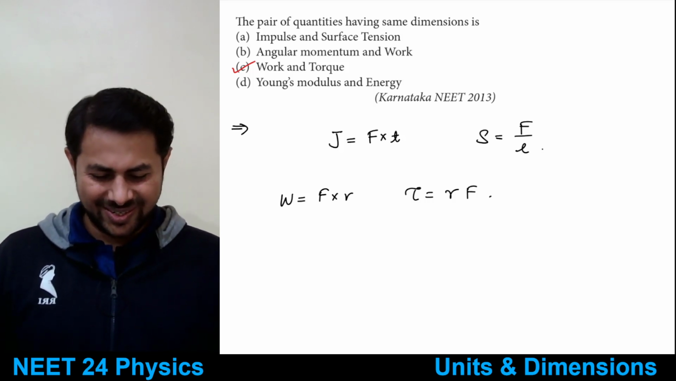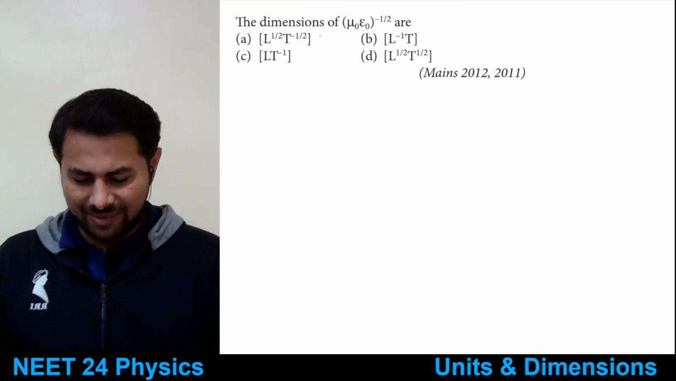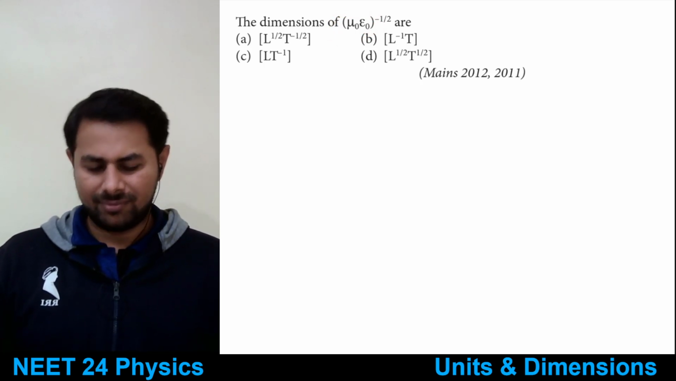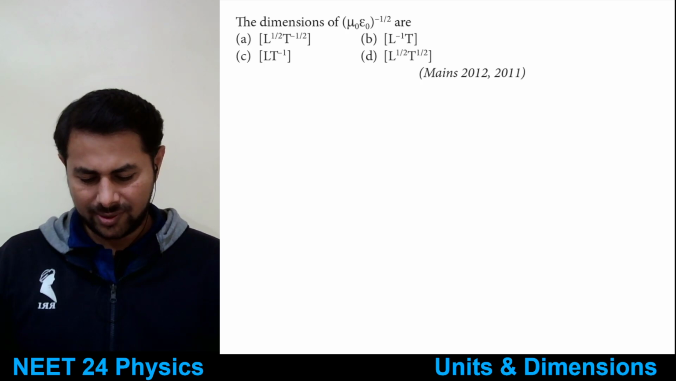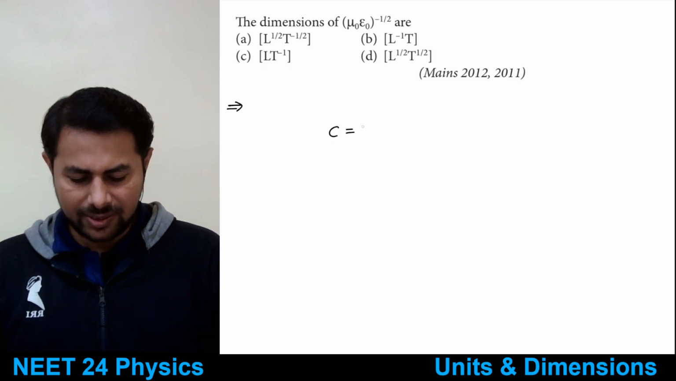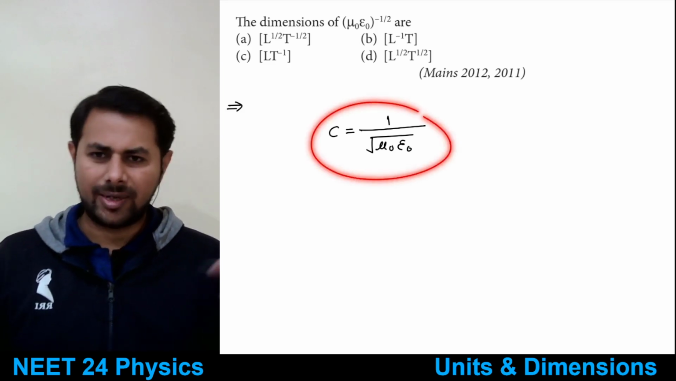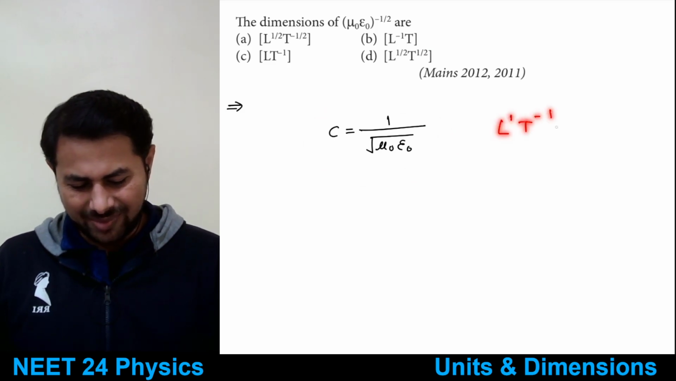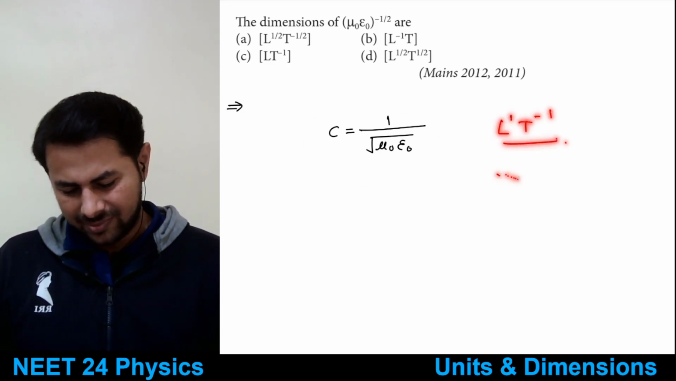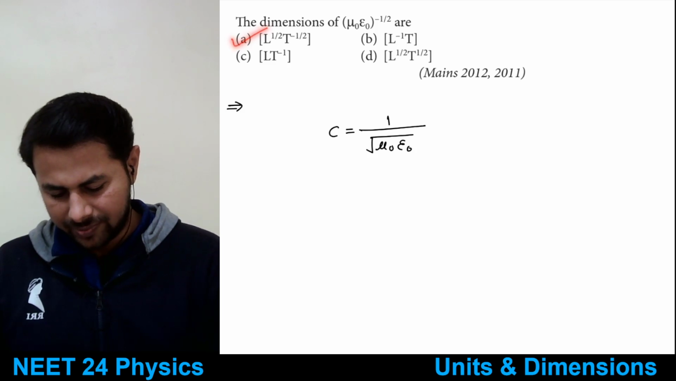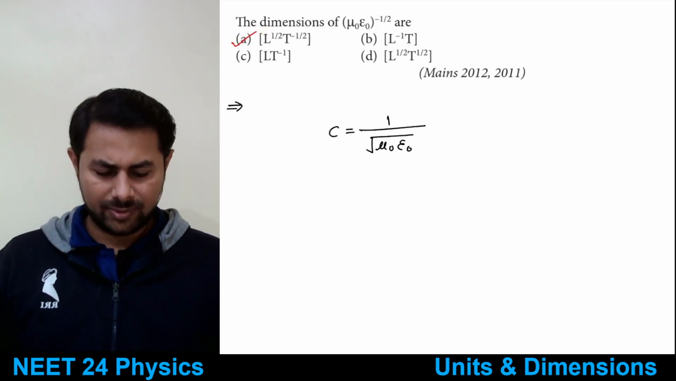All right, let's see the next one. The dimensions of mu naught epsilon naught to the power minus half are. Okay, maybe you don't know the formula for this. The speed of light is given by 1 by square root of mu naught epsilon naught, but the problem is it will come in electromagnetic waves. Yeah, so it is L1 T raised to minus 1 and raised to half also. Okay, so that is option A only. Right, this is clear.